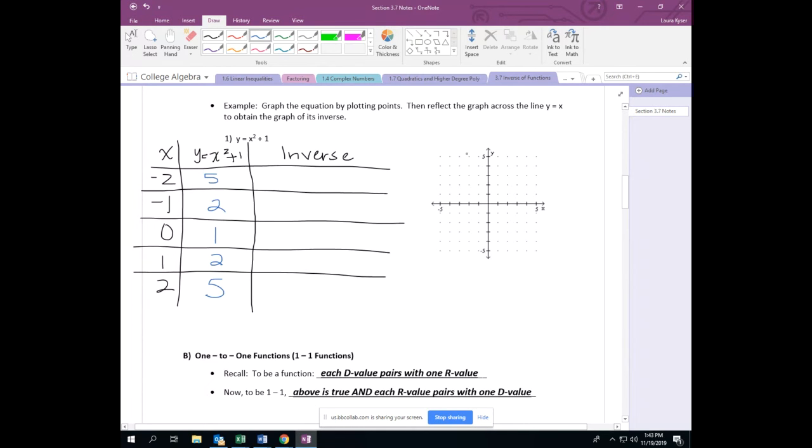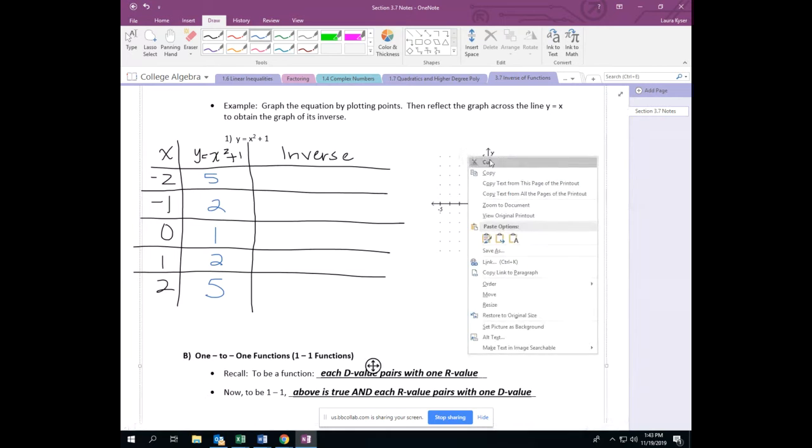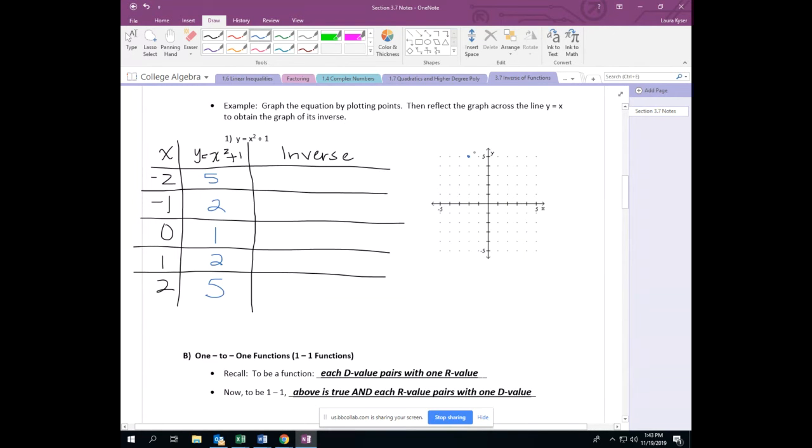So -2 is up at 5. This is going to be fun. And -1 is at 2. 0 is at 1. And then we've got 1 is at 2, and 2 is up here at 5. So now I'm going to just try to graph this as nicely as I can, like so, and it's a parabola.